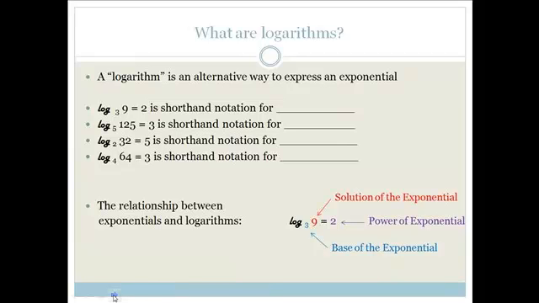Let's now talk about logarithms. Logarithms are just an alternative way to write an exponential. I've shown you four different logarithms here, and I'll read them for you so you can start to learn the language of the logarithm. It says log base 3 of the number 9 is equal to 2. So log base 3 of 9 apparently is equal to 2. Log base 5 of 125 is equal to 3. Log base 2 of the number 32 is equal to 5. And log base 4 of the number 64 is equal to 3.